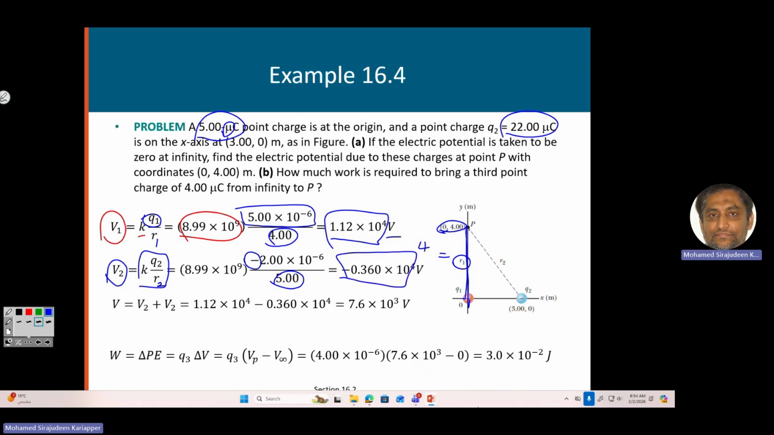And total potential, superposition principle, you have to add them. But you should not drop the sign. You have to add with the sign. So you get this answer.